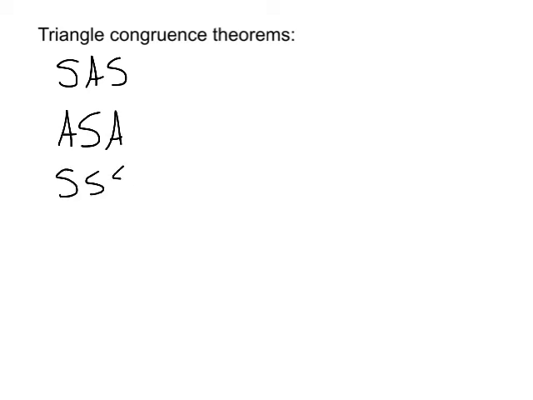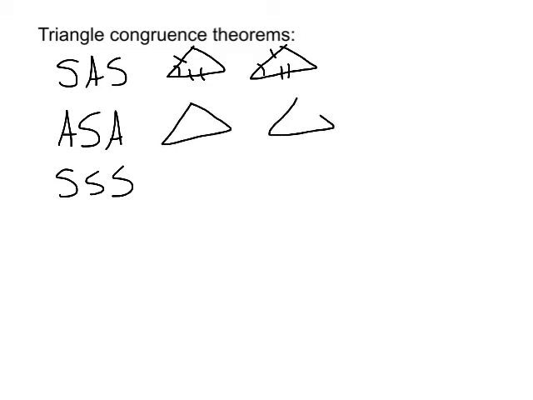Side, side, side. So those 3, if I drew them out, side, angle, side, would be 2 sides and the included angle. Angle, side, angle is kind of the opposite of that. It would be 2 angles and the included side. And then side, side, side's pretty easy. It's all 3 corresponding sides. That one to that one, that one to that one, that one to that one. So those are the 3 basic ones.